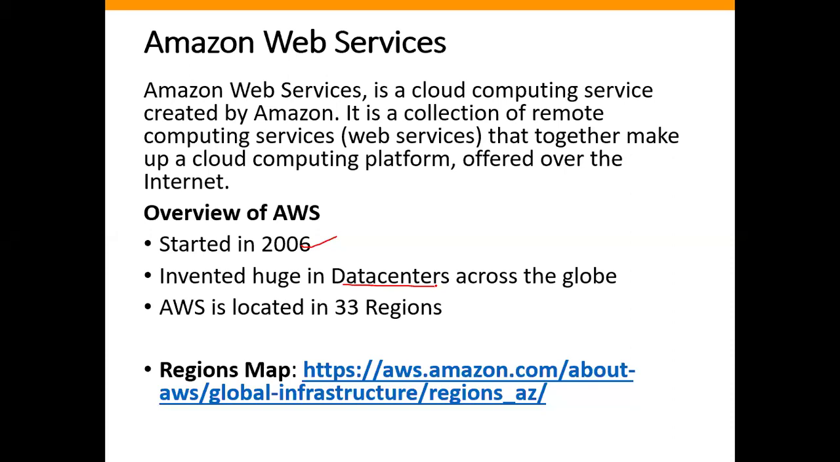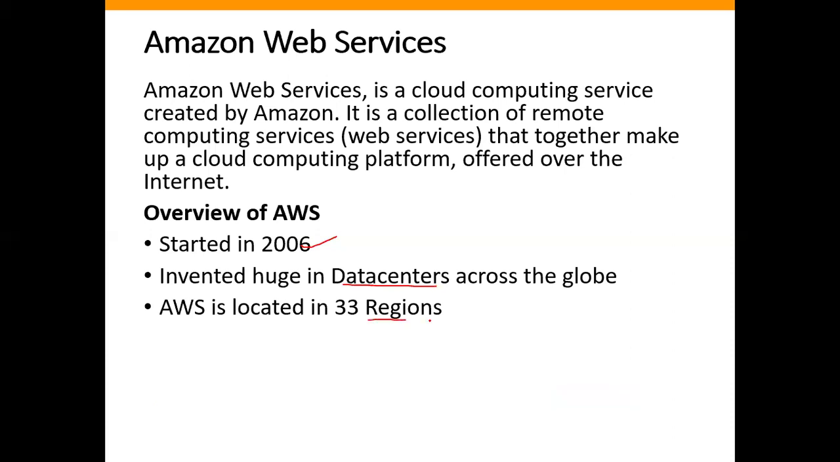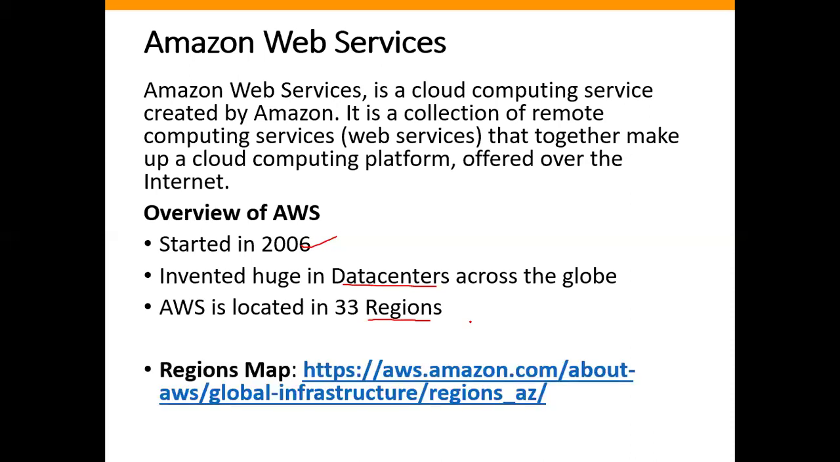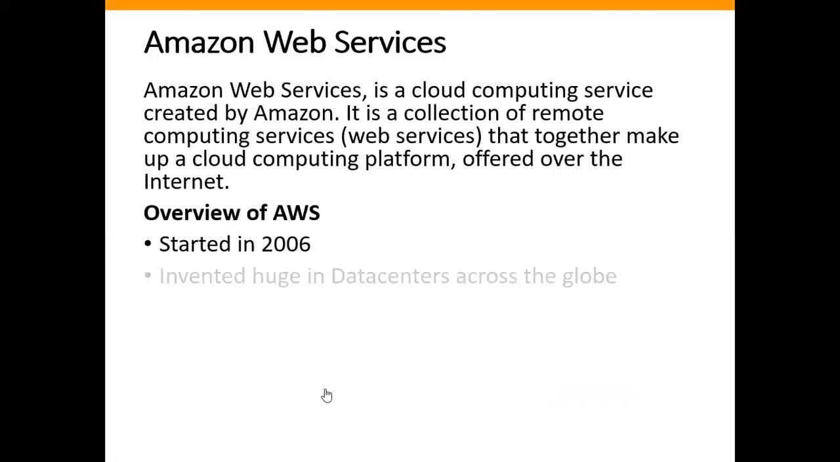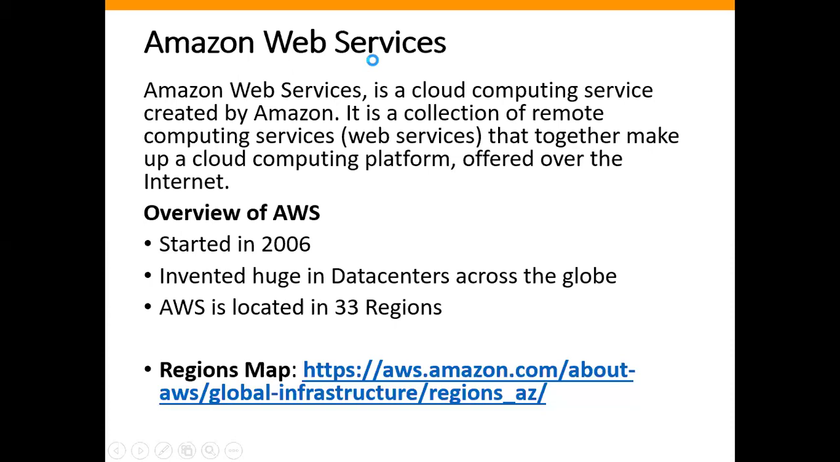In cloud platforms, it is not called a data center, it is called a region. The locations where they have their physical servers are called regions. And they have a total of 33 locations all over the world, which are called regions. Let me show you where we have a total of 33.